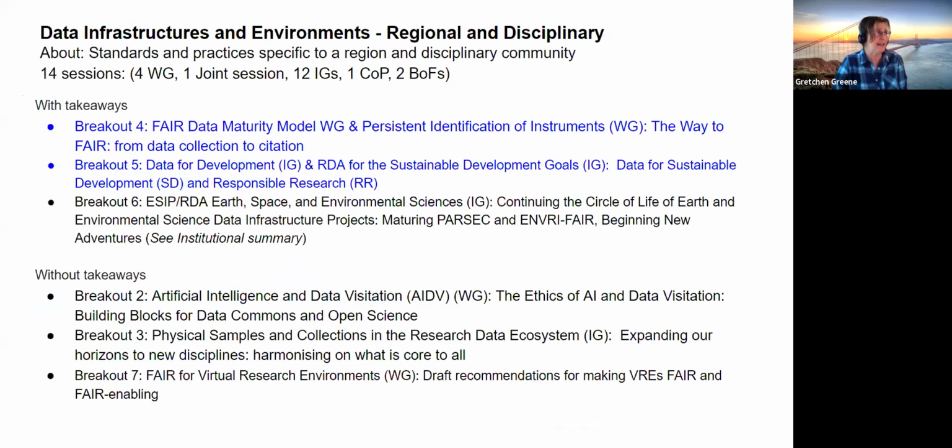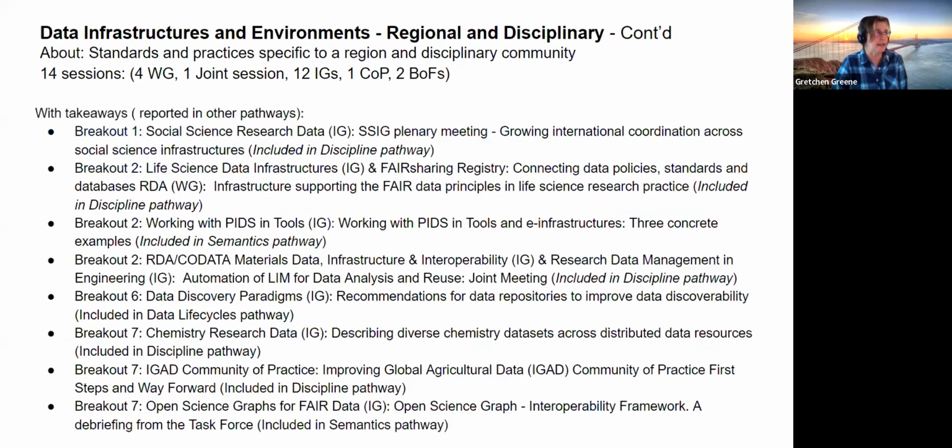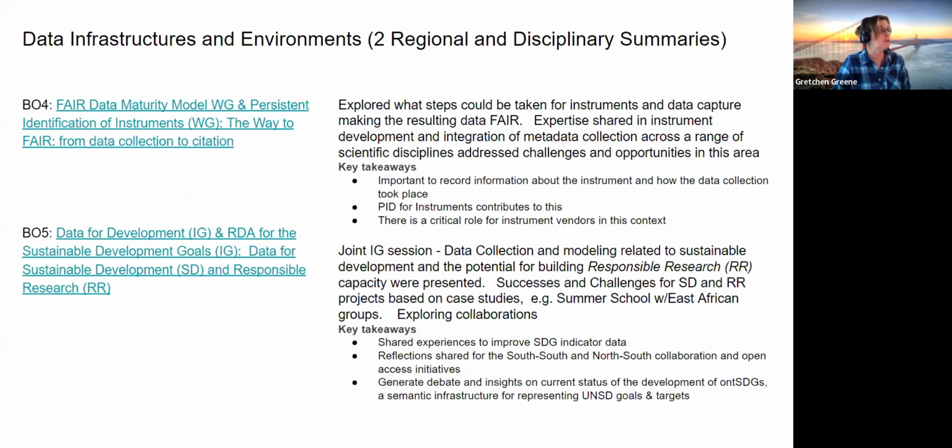Regional and disciplinary, again, lots of sessions in this area, 14. We had several with takeaways that are reported here in blue, some without takeaways. I'll share 2 summaries here. Again, another long list is covered either in what I've already covered or will be covered in other pathway report outs. So the FAIR data maturity model, this was a joint group, also with the persistent identification of instruments, PIDs for instruments.